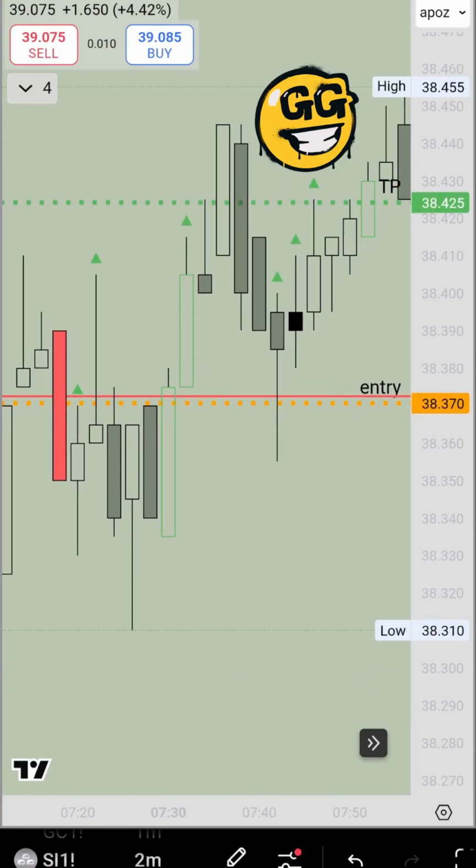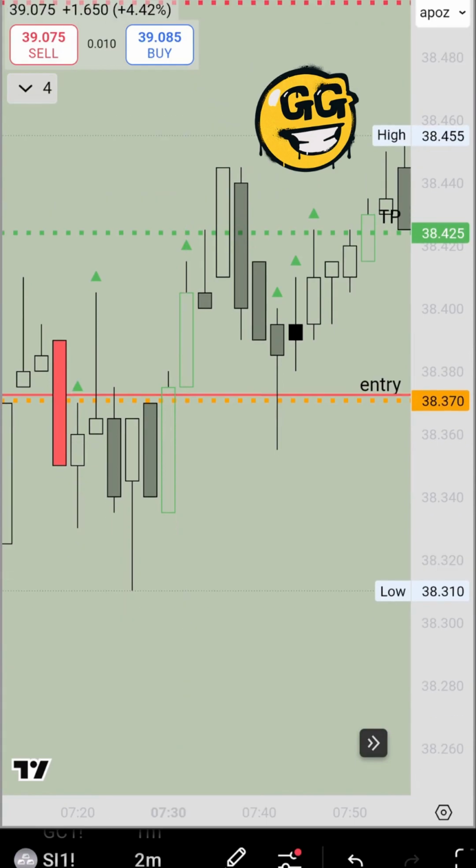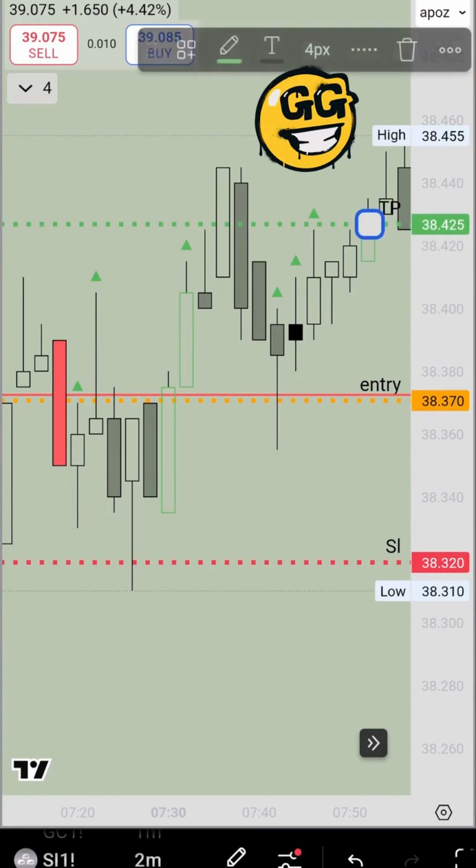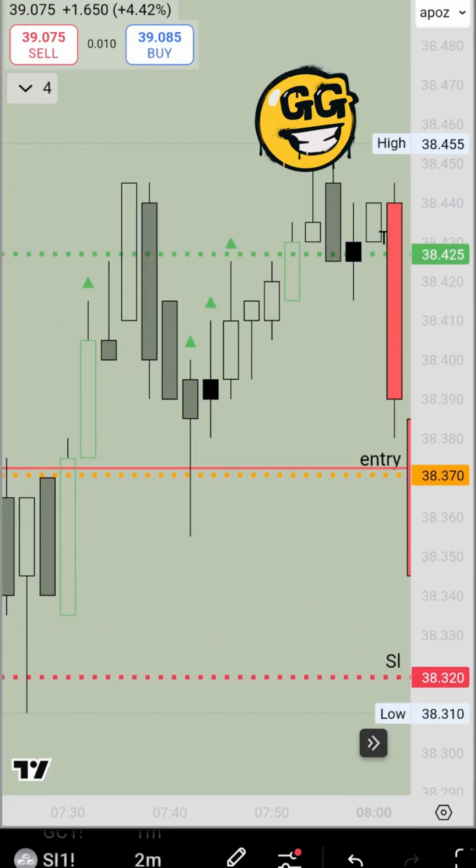All right, so now we have entry. We're measuring the stop loss based on that fair value gap candle, which is this candle here. Let's bring it down to about a 0.5. And our TP is going to be 1-to-1, which is about here.